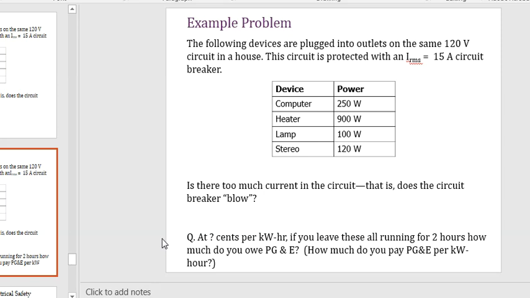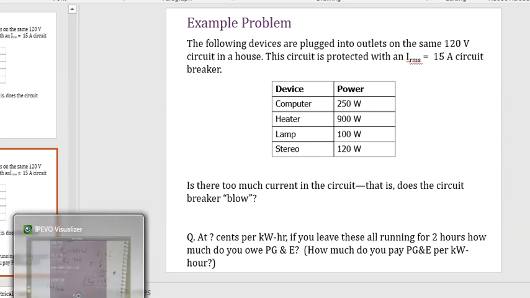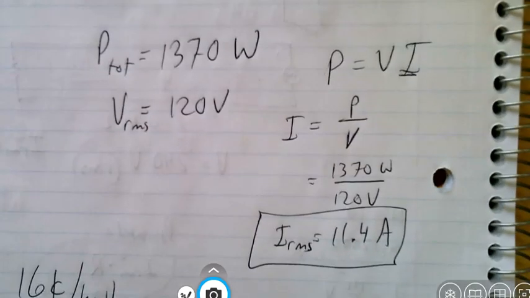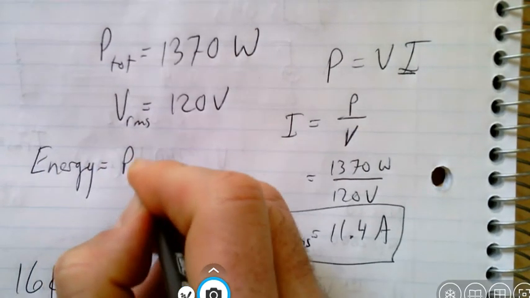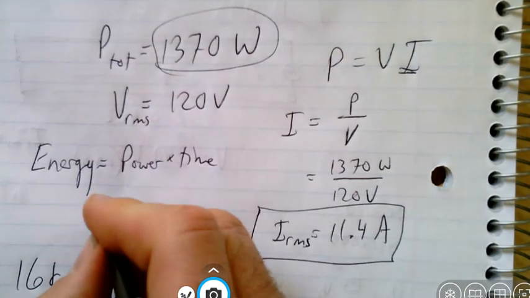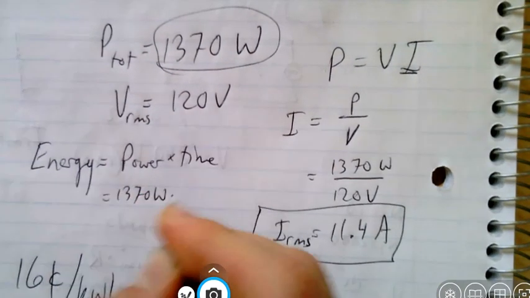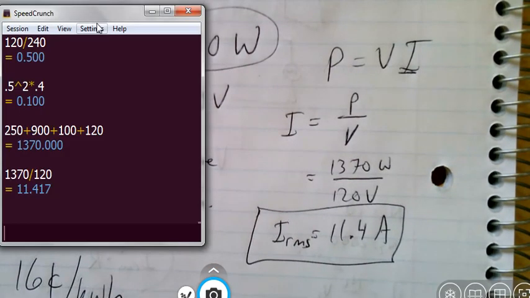So how much would it cost if you leave all these things running for 2 hours? Well, it turns out that the cost of electricity is 16 cents per kilowatt hour. And so one of the calculations we can do is to figure out the total amount of energy, remember that that's just equal to power times time. So in other words, if you had 1370 watts times 2 hours, we can multiply those two numbers together.